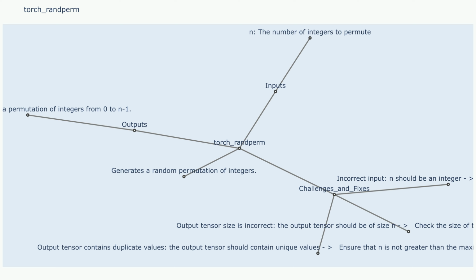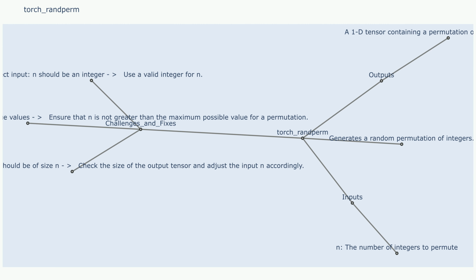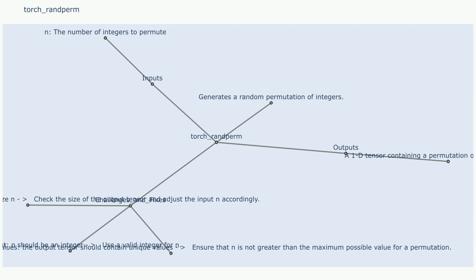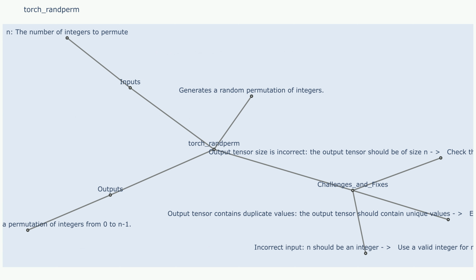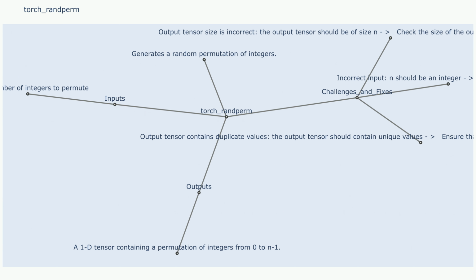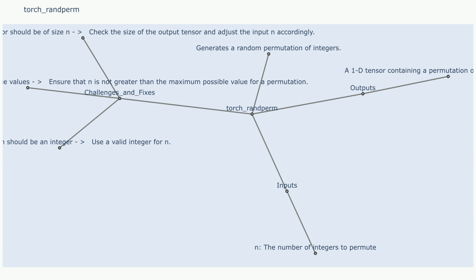torch.randperm. Description. The torch.randperm function generates a 1D tensor of a random permutation of integers from 0 to n-1, where n is the input argument. The function is often used to shuffle data for tasks like training machine learning models. Inputs. n. This is an integer representing the number of elements in the permutation. The returned tensor will be of size n. Outputs. Output a 1D tensor of integers ranging from 0 to n-1. In a random permutation, the shape of the output is n.